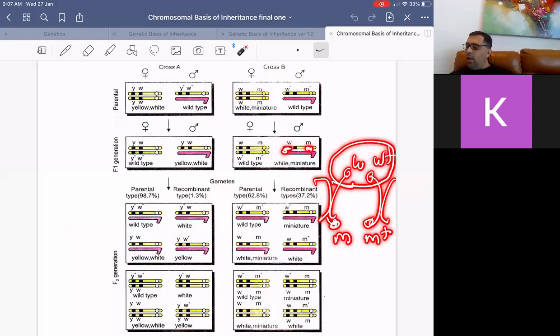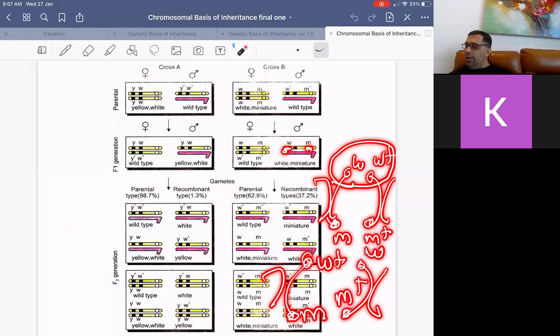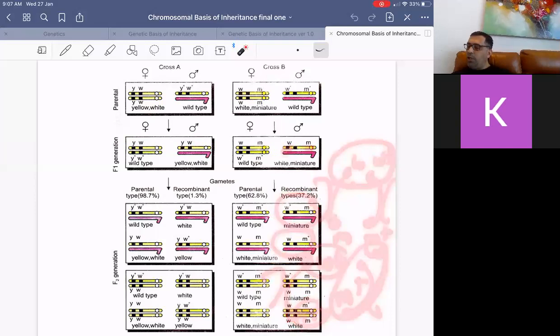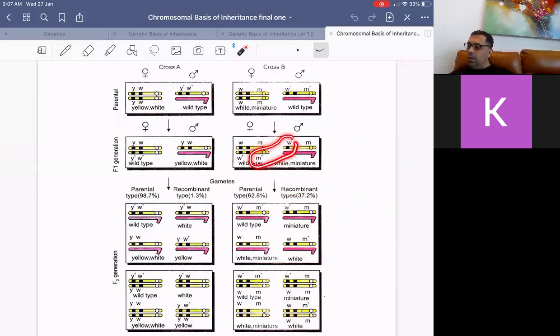And what is the next generation you get? You will get W plus and M. And yahan par you will get W and M plus. So, W plus and M, and W and M plus. Check this here. So, what was the chance of recombination? W and M plus. And what will W and M plus form? W will form white. M plus is a wild allele. So it will not form any miniature. So white.